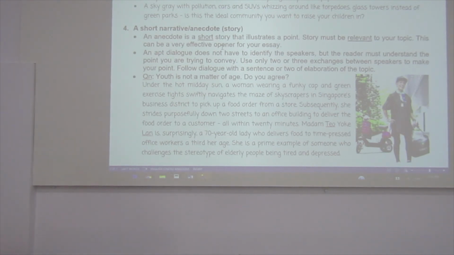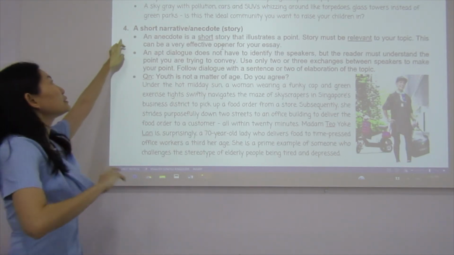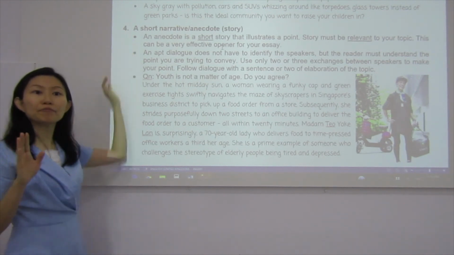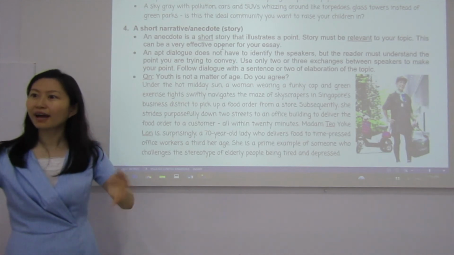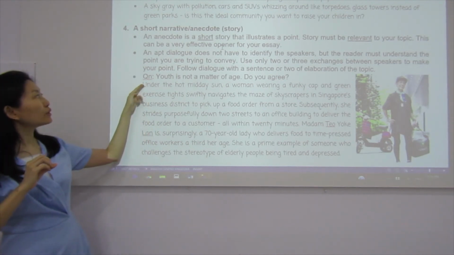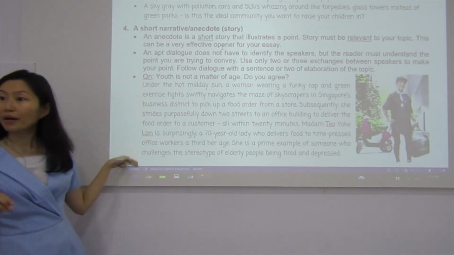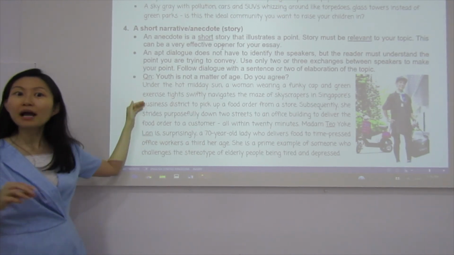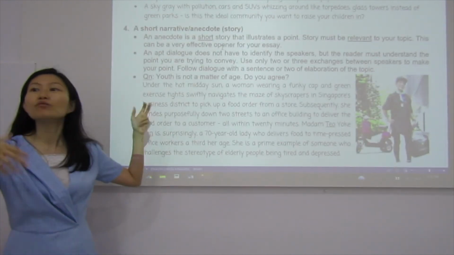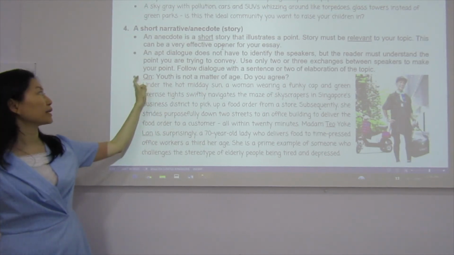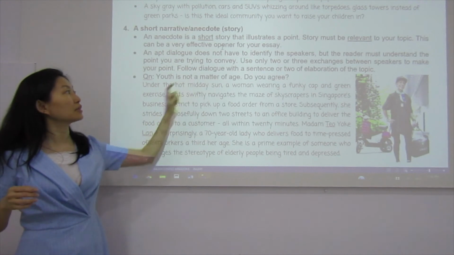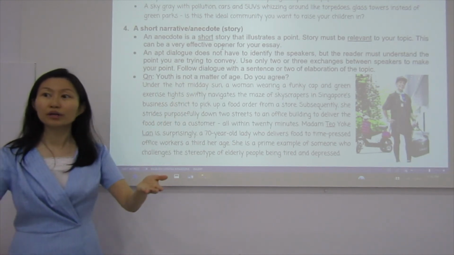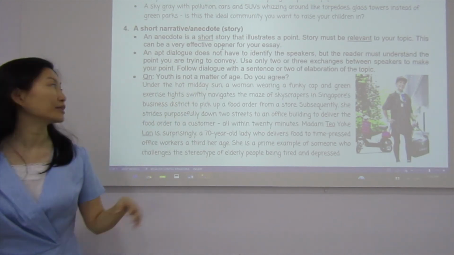If you look at this question over here, this is actually type 4. We use a story to begin our essay. Now, look at this. This can become your paragraph 1. But it has to be, again, relevant to the topic. Look at this topic. This is the question: youth is not a matter of age. Do you agree? This is an argumentative question in a way.